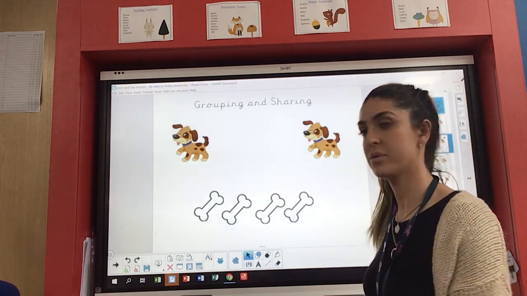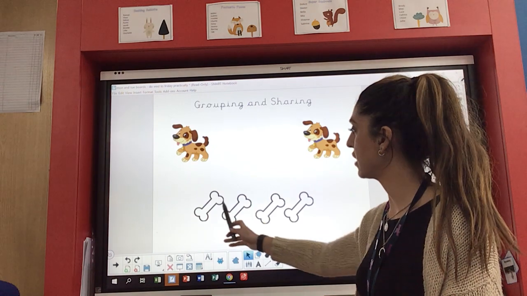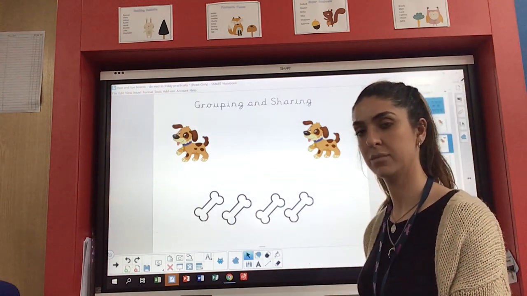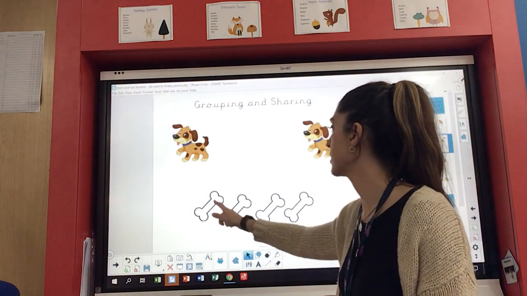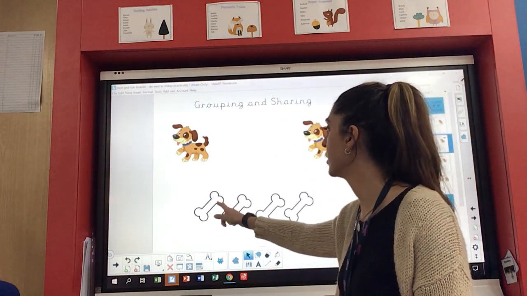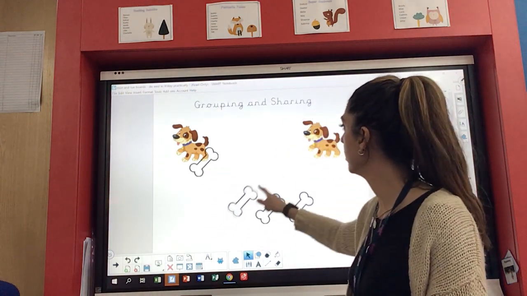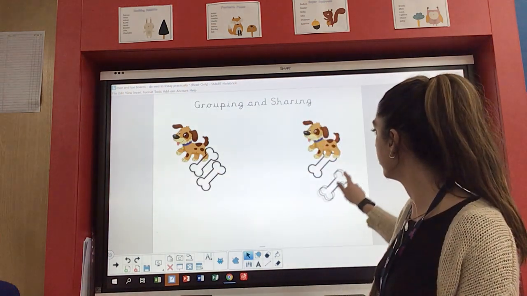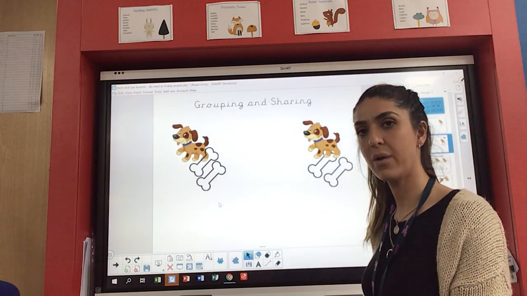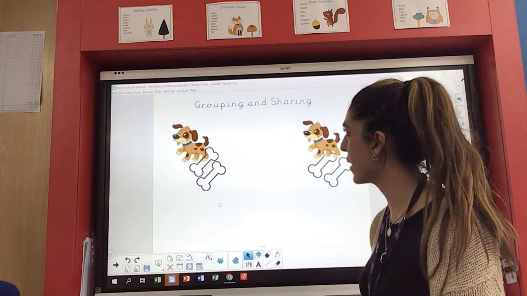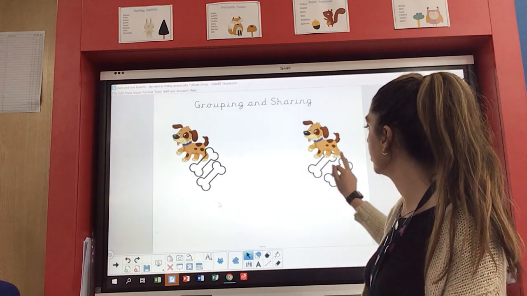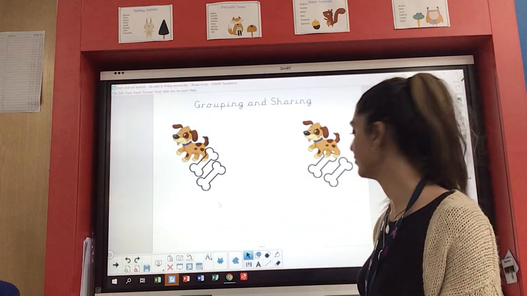Okay, so this time, still got two dogs, but I've got one, two, three, four bones this time. So let's practice splitting them equally. One for you, one for you, one for you, one for you. So how many have the dogs got? Have they got the same amount? One, two, one, two.